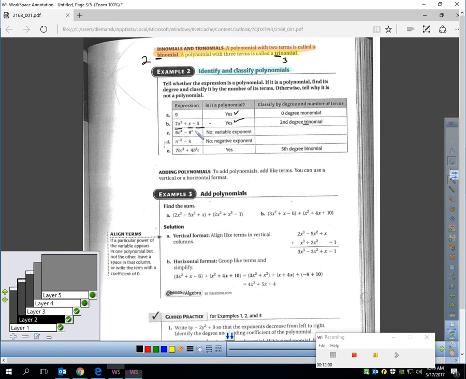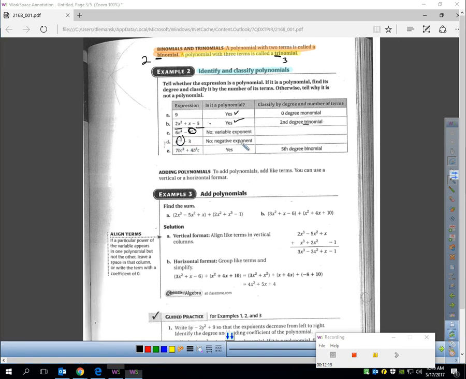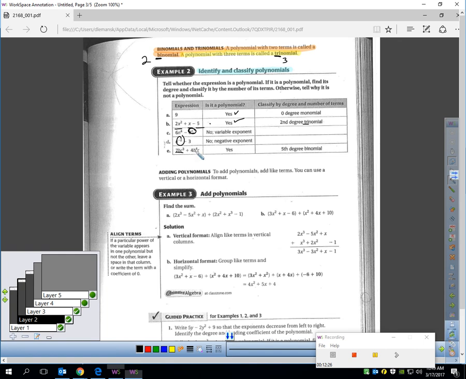C, this is not a polynomial because I don't have a positive whole exponent here. I have a variable exponent. So this is not even a polynomial. D's not a polynomial either. I have a negative exponent. E is a polynomial. It's one monomial here and one monomial here, so yes, it's a polynomial.